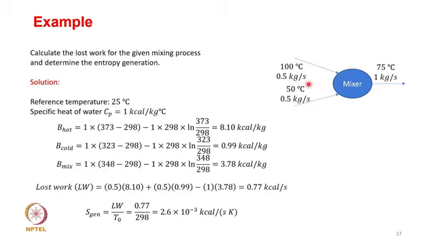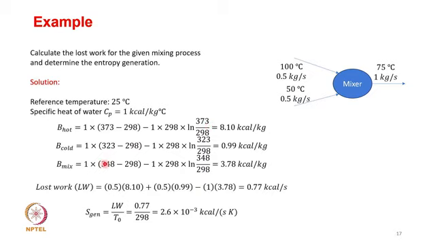So, again B hot would be equal to, we need a reference temperature of 25 degrees C, and the specific heat of water is 1 kilocalorie per kilogram centigrade. B hot is equal to 1 times (373 minus 298), minus of course 1 times 298 ln(373/298).